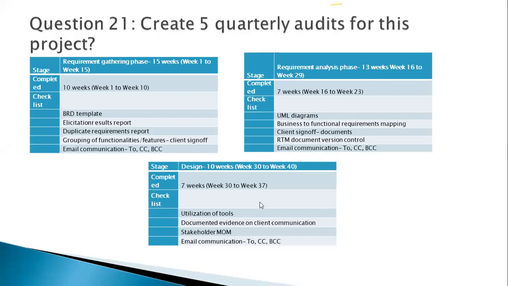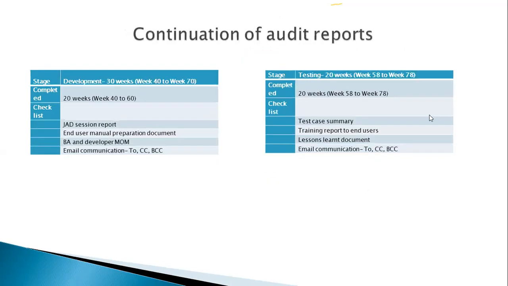Then the third one is design. Again here, what is the stage? Design 10 weeks, which is from the 30th week to the 40th week. In which 7 weeks are completed, 30th to 37th week. Again, I'm checking on the utilization of tools, documented evidence, stakeholder minutes of the meeting, email communication, and so on and so forth. Then we have the next audit report for development, same story, and for testing.